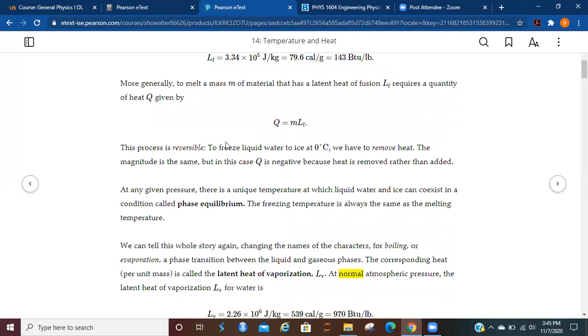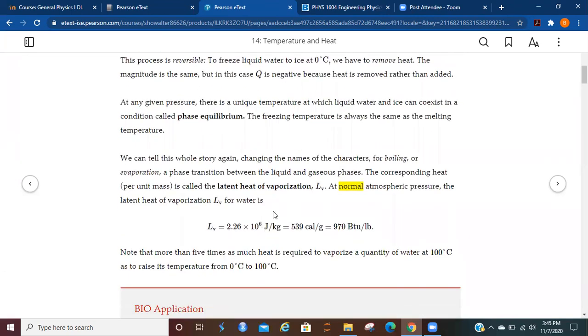The process is reversible. To freeze liquid water, we have to remove the heat. So the magnitude's the same, it's just that the sign for Q is going to be negative. At any given pressure, there is a unique temperature at which liquid water and ice can coexist in a condition called phase equilibrium. The freezing temperature is always the same as the melting temperature.